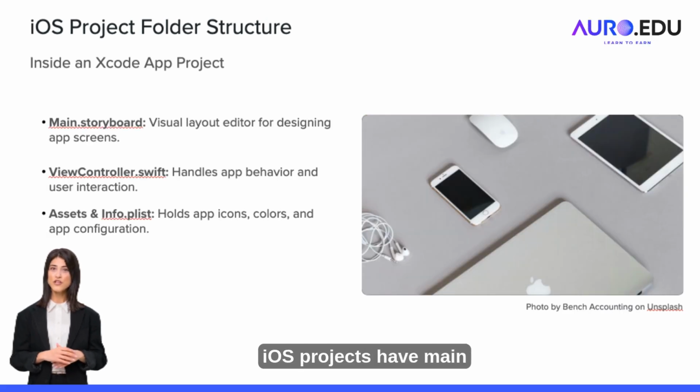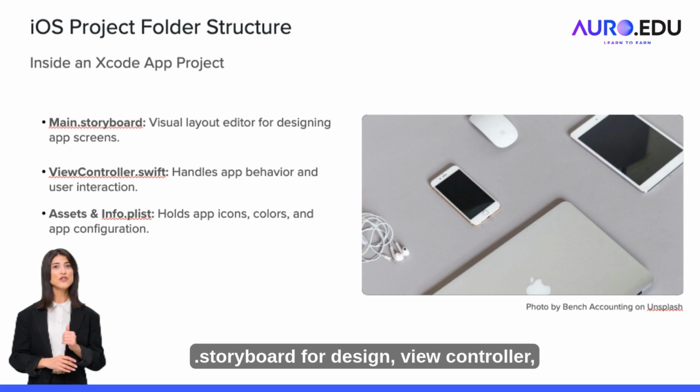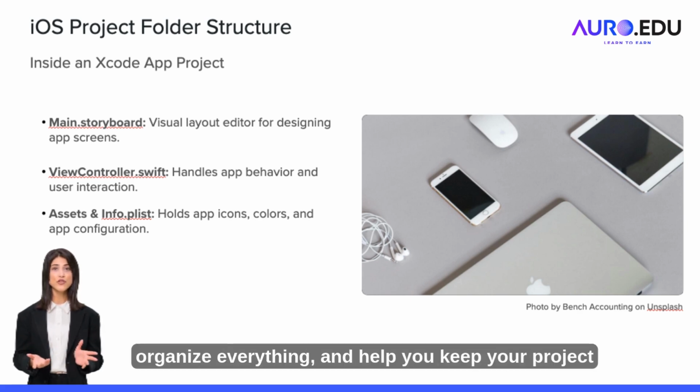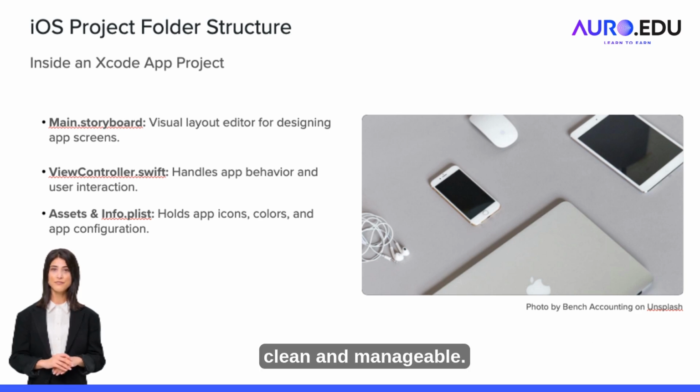iOS project folder structure. iOS projects have Main.storyboard for design, ViewController.swift for logic, and Assets for images, icons, and colors. These folders organize everything and help you keep your project clean and manageable.